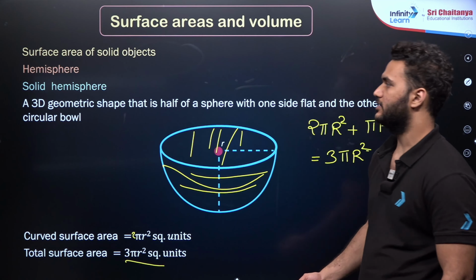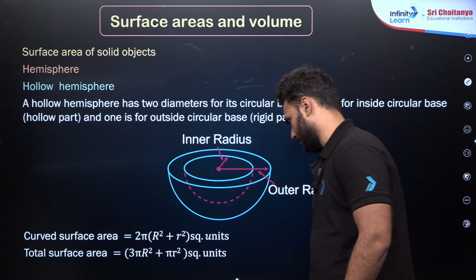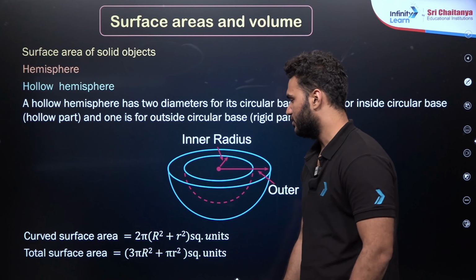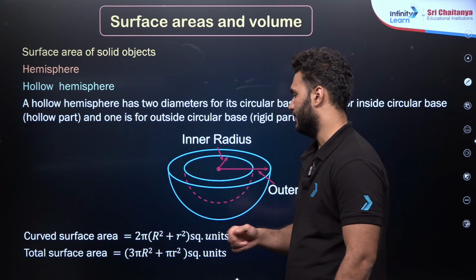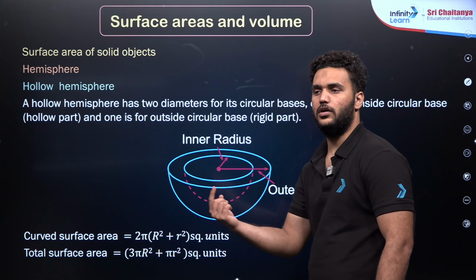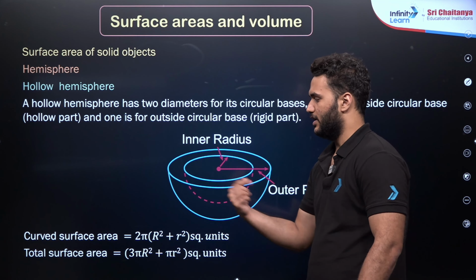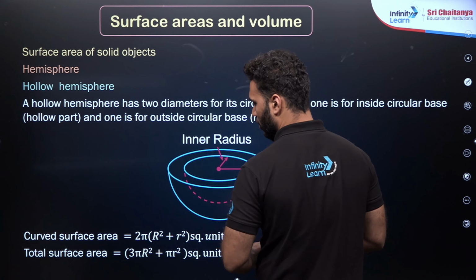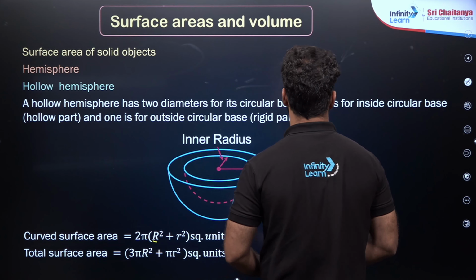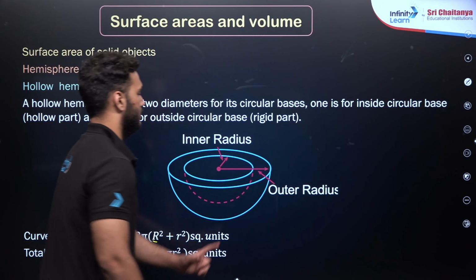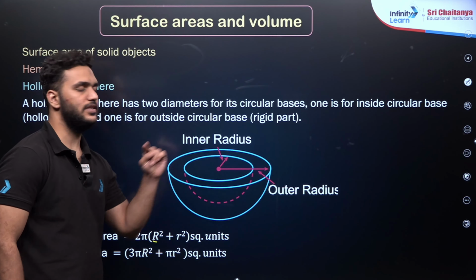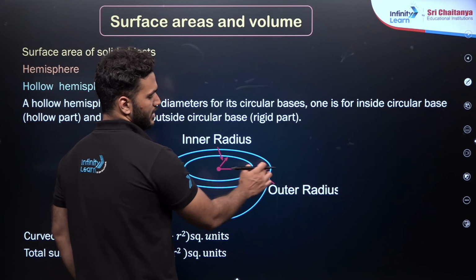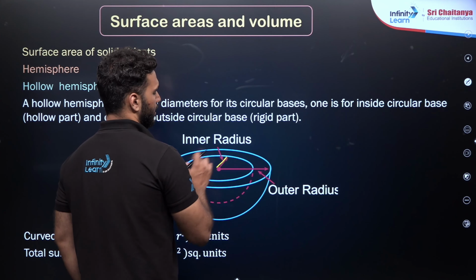Then let's go for next. We have a hollow hemisphere. How to find the curved surface area? Sir, we have two curved surface areas, one on the outer side and one on the inner side. Take capital R as the outer side radius, and this is the inside radius, or inner radius. We call this the outer radius and we call this the inner radius.